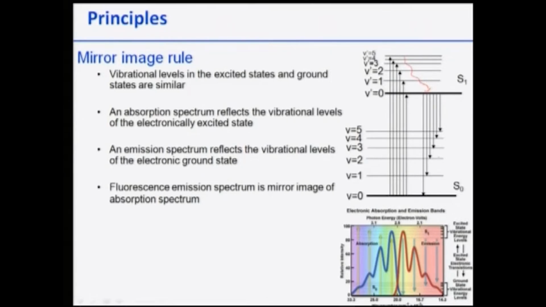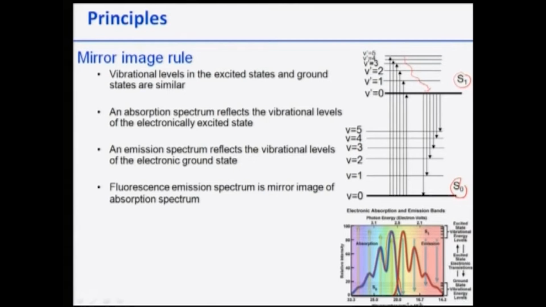Now, what is the mirror image rule? Vibrational levels in the excited state and ground state are similar. This is the ground state, this is the excited state; S1 is the excited state, S0 is the ground state. So, the vibrational levels are similar. The absorption spectrum reflects the vibrational levels of the electronically excited state. So, if I measure the absorption spectrum, I will get all these excitations measured. If I get the relative intensity versus wave number plot, I will get an absorption spectrum like this.